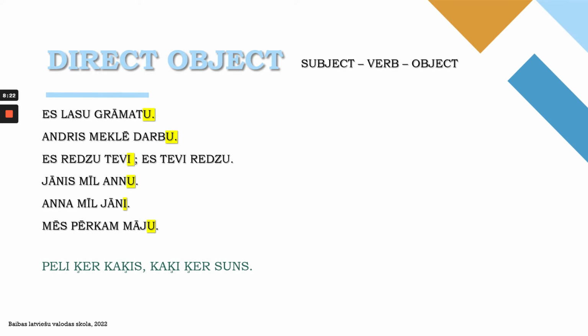What do you think in this sentence? Peli ķer kaķis, kaķi ķer suns. Who is catching whom? Ķert is to catch. Who is catching whom? There is a mouse and cat and dog. Read the sentence and think. If you need more time, stop the video. If not, let's see the picture.